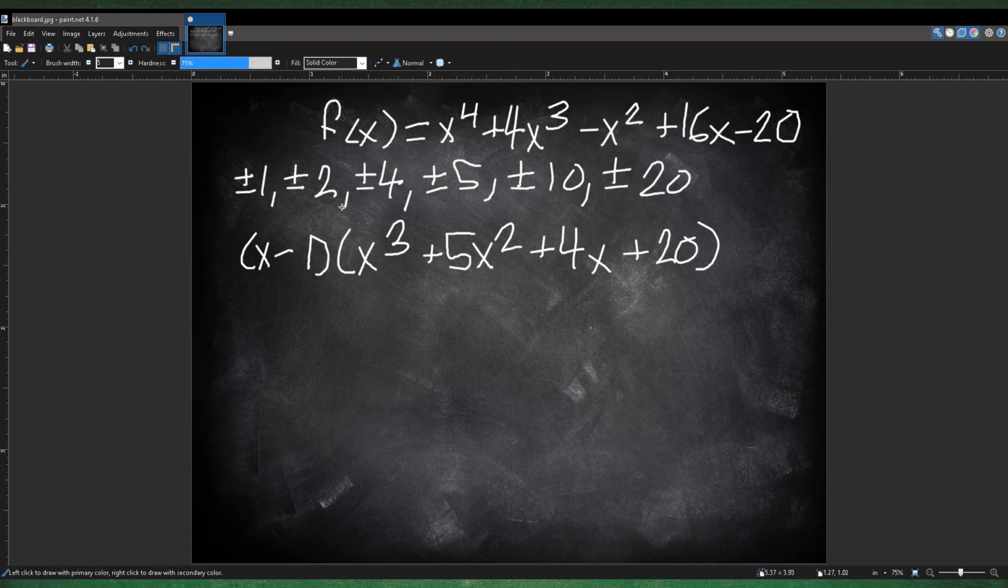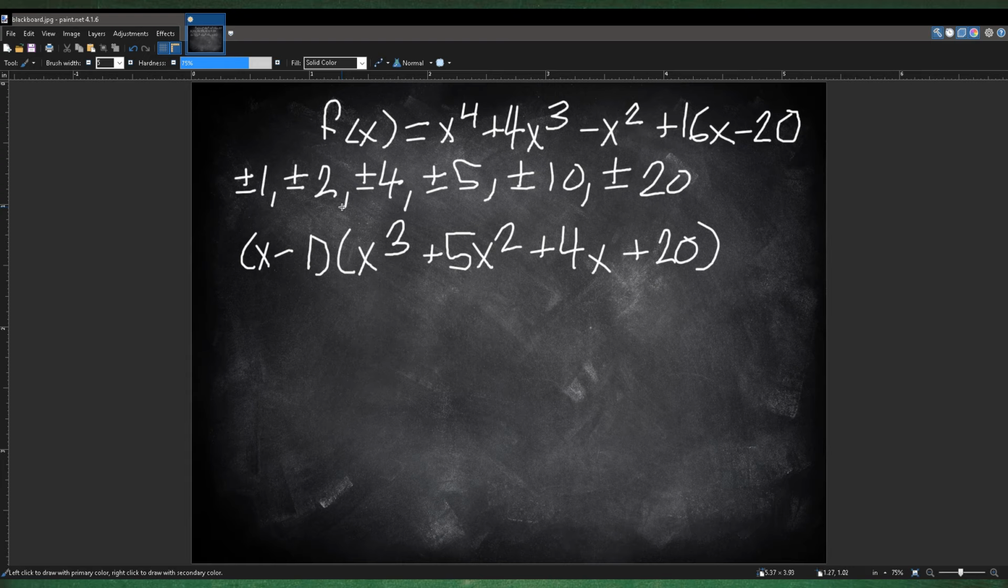We could actually just start using the calculator for these. As I said before, we're not supposed to use the calculator to solve for the zeros, but you could use it just to do the random math because it'll be quicker. So 2 cubed plus 5 times 2 squared plus 4 times 2 plus 20. Nope, not going to work. Now let's try negative 2. So negative 2 to the power of 3 plus 5 times negative 2 squared plus 4 times negative 2 plus 20. That is positive 24, so that's not going to work.